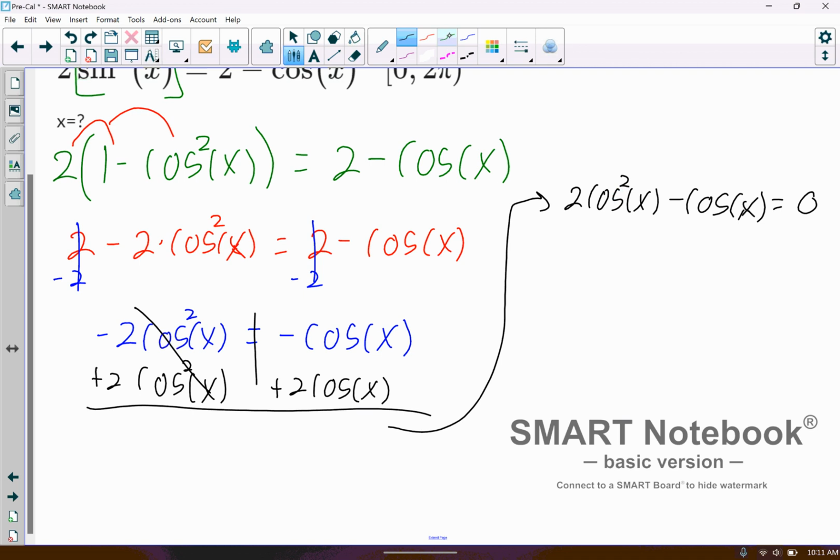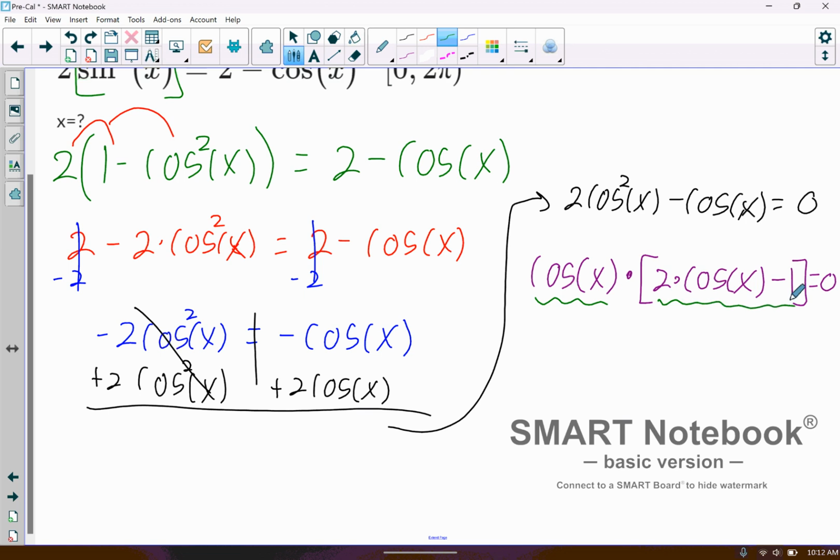And so then now we want to factor this. So this is factorable. We can factor out a cosine. So I'm going to factor out cosine of x, and then times, I'm going to be left with 2 times cosine of x minus 1 equals 0. And then hopefully at this point this should look pretty familiar. What you want to do, and I'll let you finish this one, is take this, set that equal to 0, take this and set that equal to 0 and see what you can get there.